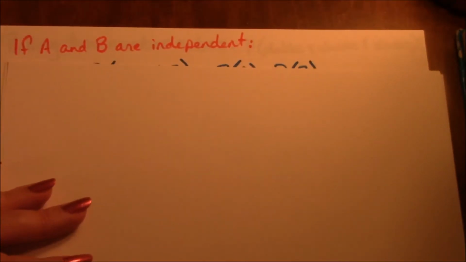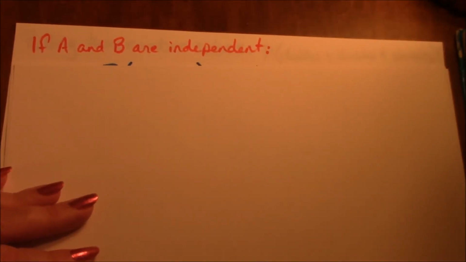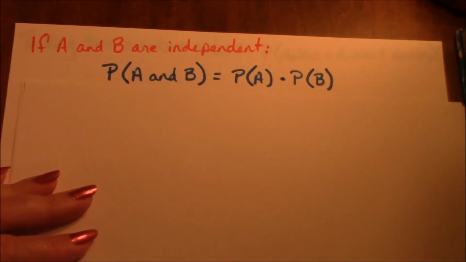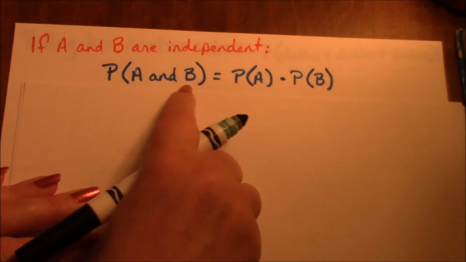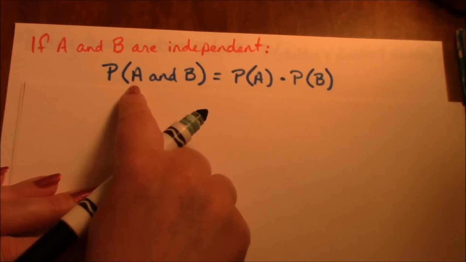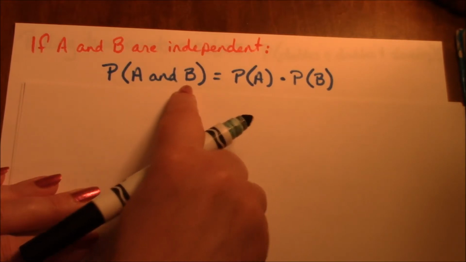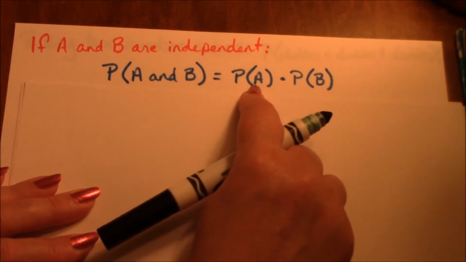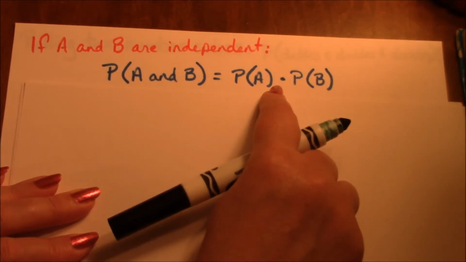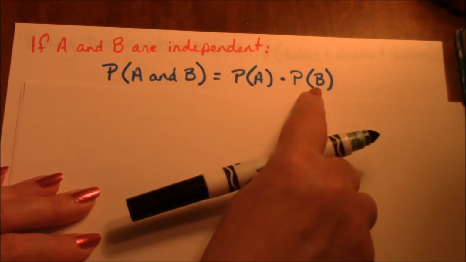Now, how do we write this mathematically? If A and B are independent, then the probability of A and B, so I pull a green marble and I put it back and then I pull another green marble, that's going to equal the probability of A multiplied by the probability of B.